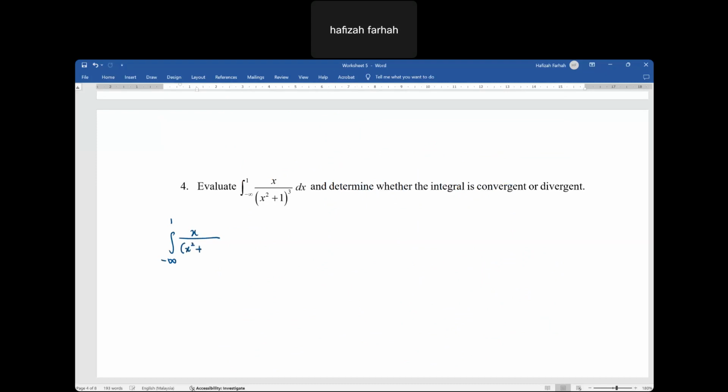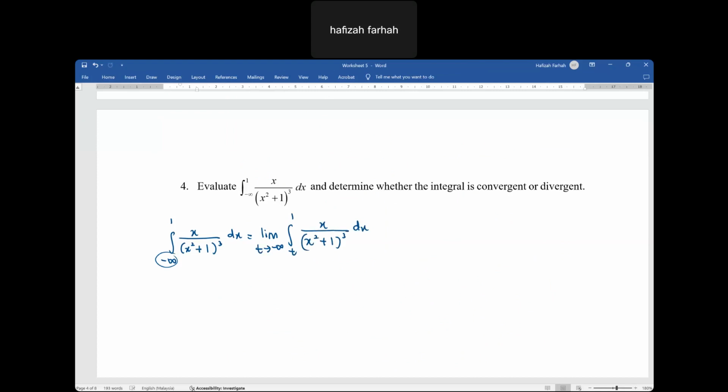Yes, it is an improper integral. Why? Because of this dx. So first transform this into a proper integral: the limit as t approaches negative infinity of the integral from t up to 1 of x over (x squared plus 1) to the power of 3 dx.